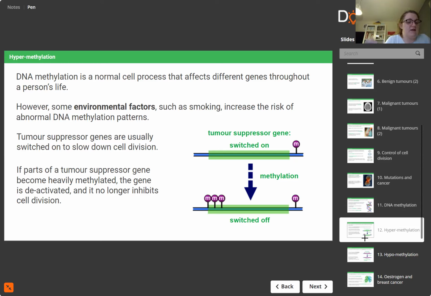So basically, if this tumor suppressor gene becomes hypermethylated, we cannot transcribe the gene. If we don't transcribe the gene, the proteins aren't going to be produced, and those proteins are what slow down the cell division. So this will then mean that our cell can divide uncontrollably by mitosis and tumors can develop.